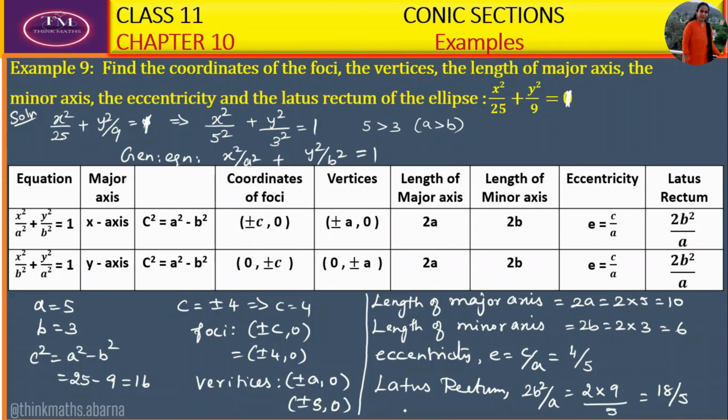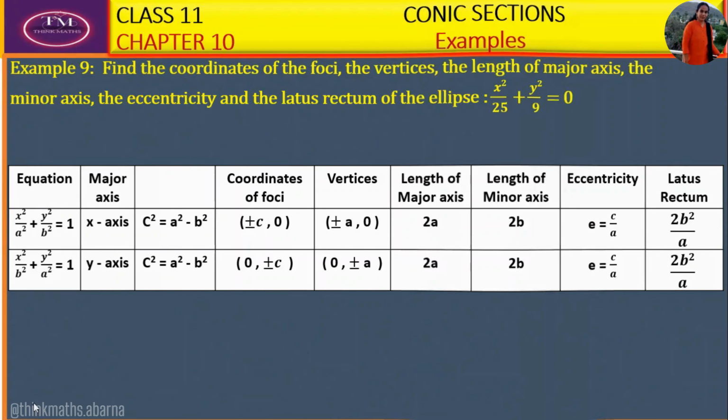Okay. So just you have to find out what is the major axis. Then you can easily find out the coordinate of focus and vertices. If the major axis is in x-axis, the coordinate of focus will be plus or minus c comma 0, and vertices will be plus or minus a comma 0. If the major axis is in y-axis, then coordinate of focus will be 0 comma plus or minus c, and vertices will be 0 comma plus or minus a. That is the only difference. Clear? So moving on to the next problem.